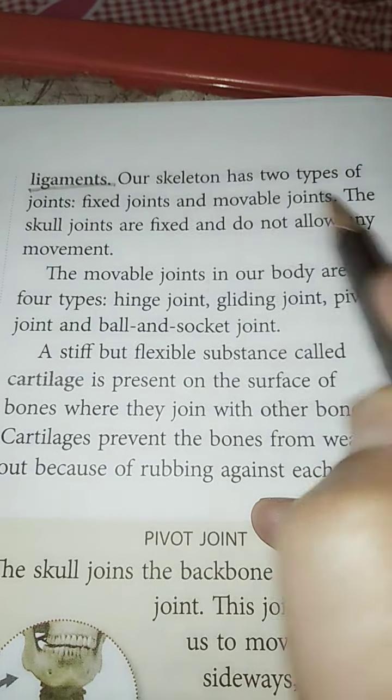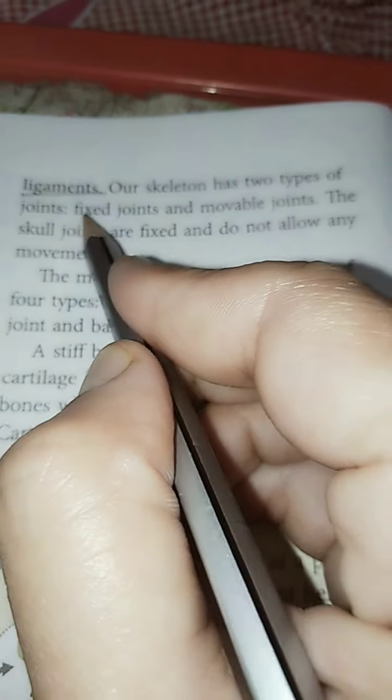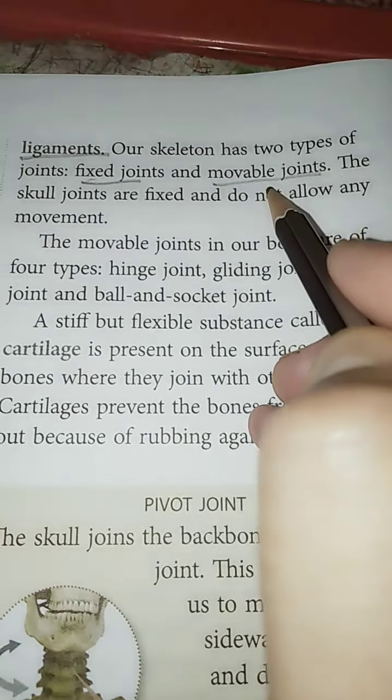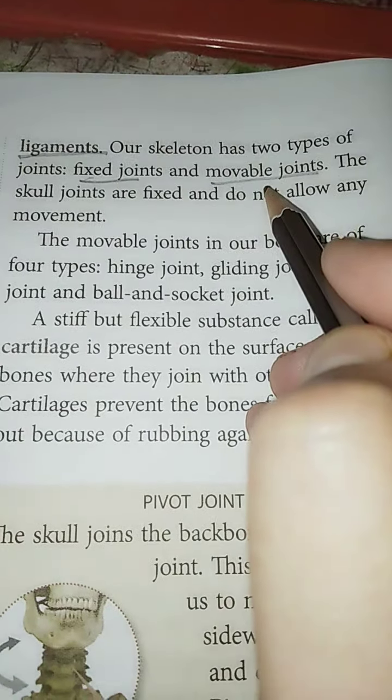And our skeleton has two types of joints, fixed and movable. Means some joints are fixed, we cannot move them, and some joints are movable. Okay. The skull joints are fixed. The joints of bones of the skull are fixed, and hands and legs joints can be moved. So now let us see the movable joints. They are of four types: hinge joint, gliding joint, pivot joint, ball and socket joint.